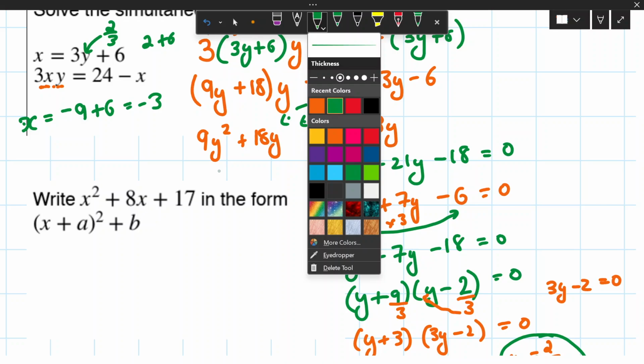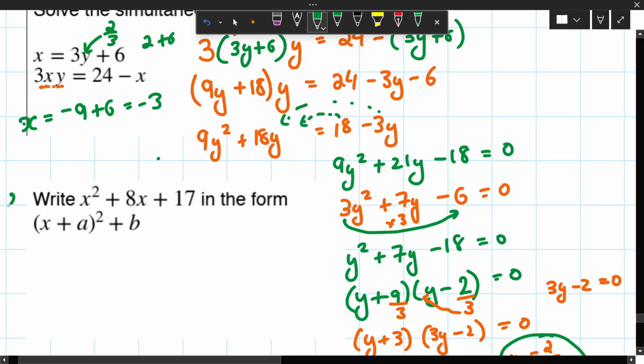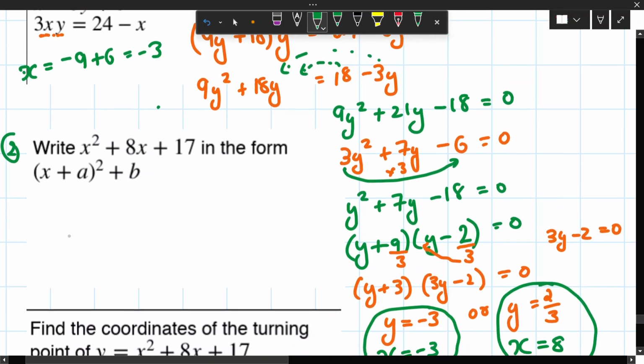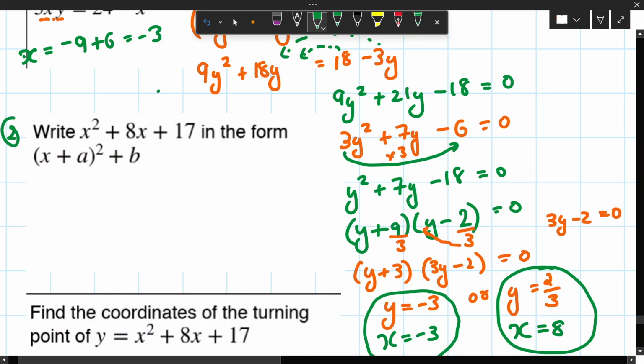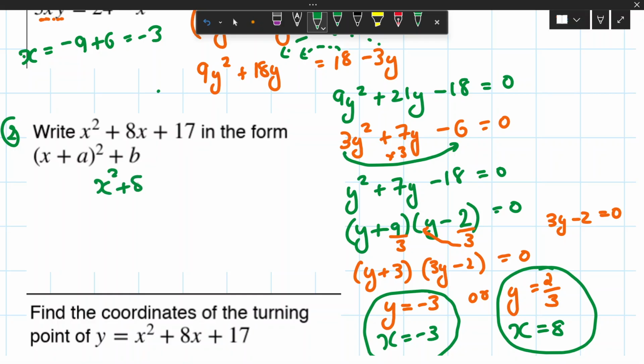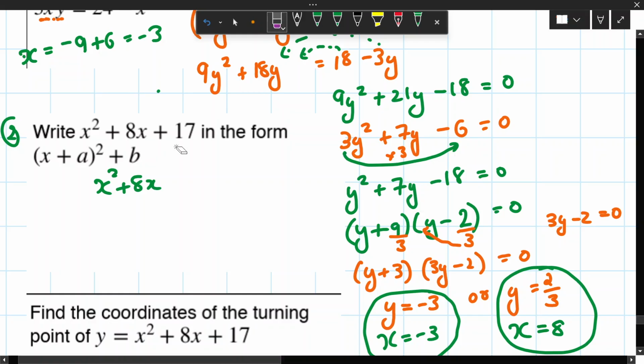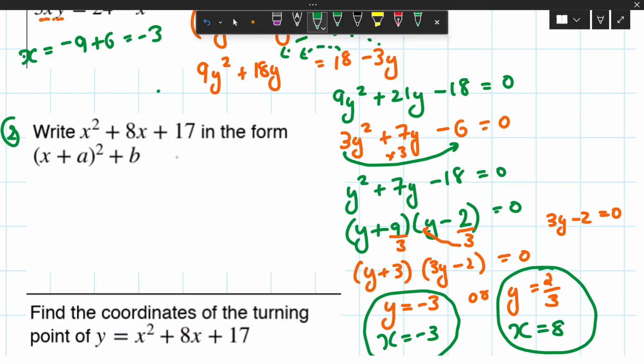Next one is completing the square. So x squared plus 8x plus 17. That's a very straightforward question. Nothing tricky there.